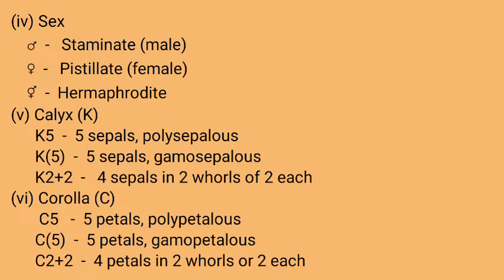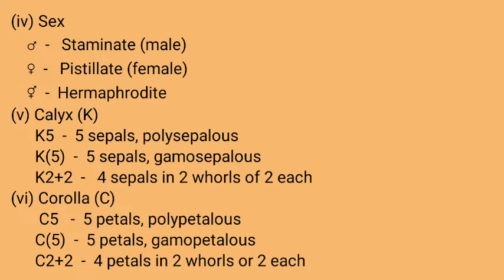The fifth one, calyx, which is denoted by K. K5, where 5 denotes five sepals and the polysepalous condition, which means all five sepals are individual in the calyx. K(5), with 5 in brackets, means five sepals which are united, which is called the gamosepalous condition. K2+2 means the calyx or sepals are 4 in number and arranged in two whorls or layers. Each layer contains 2 sepals.